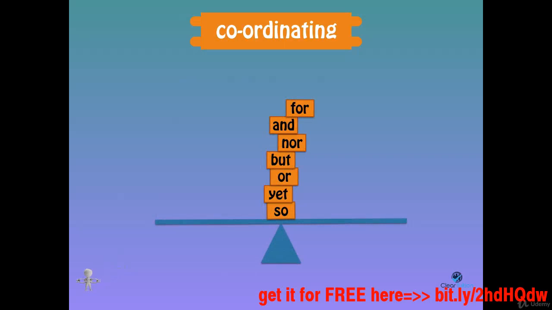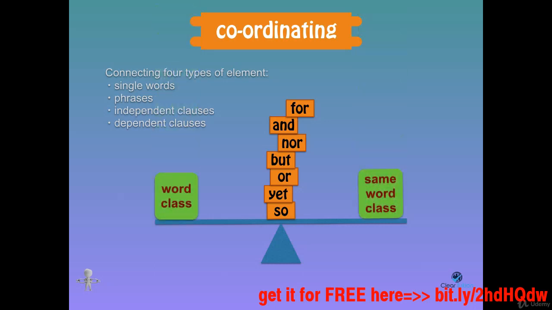Coordinating conjunctions will connect 4 types of element: single words, phrases, independent clauses, and dependent clauses. When we use them to connect single words, the words have to be in the same word class: nouns with nouns, verbs with verbs, adjectives with adjectives, and so on.